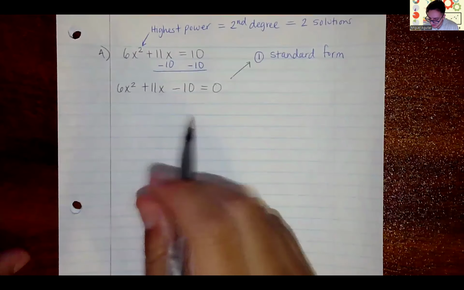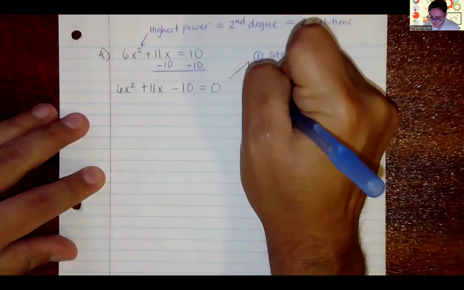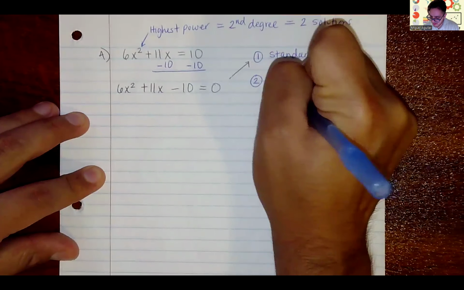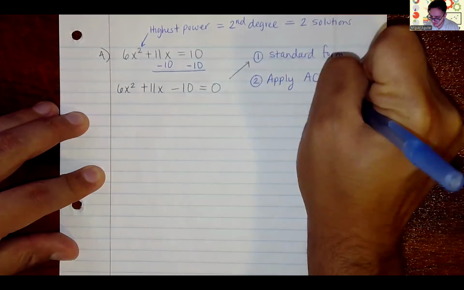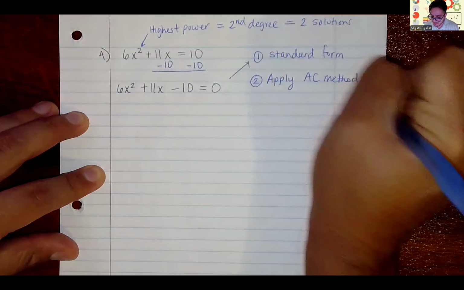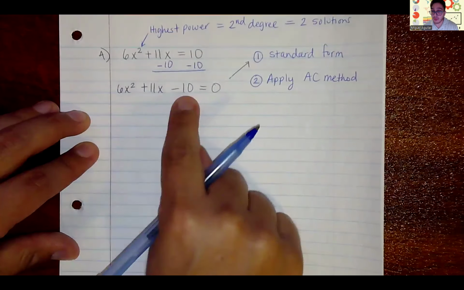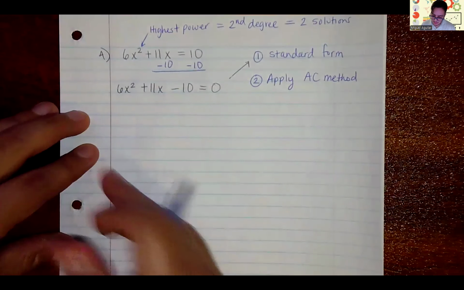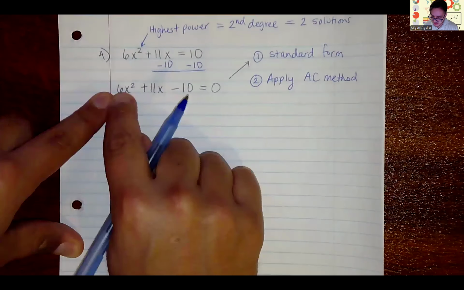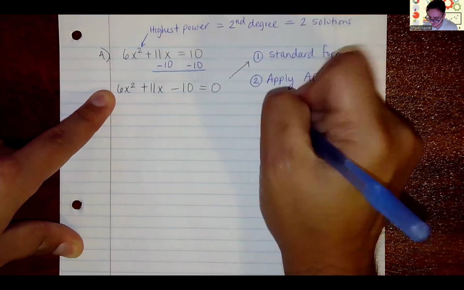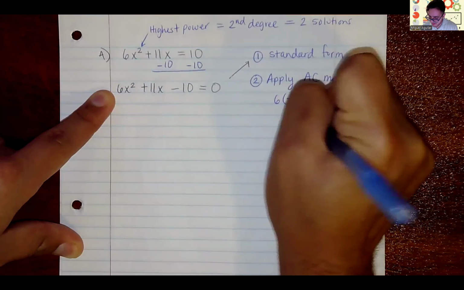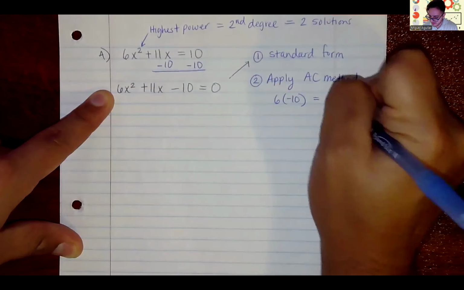Okay, so the next step is just to apply the AC method. And the reason we can apply the AC method is because we have 1, 2, 3 terms for that polynomial on the left-hand side. So we're going to do 6 times -10, and that's going to be -60.